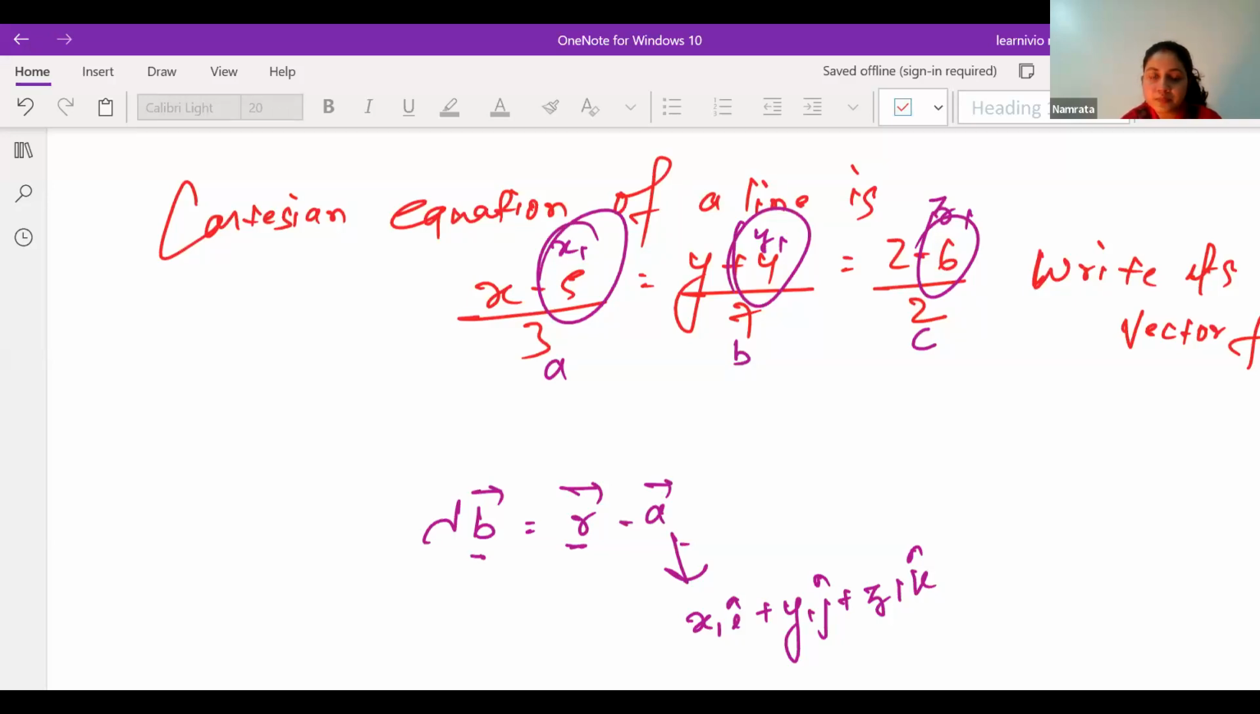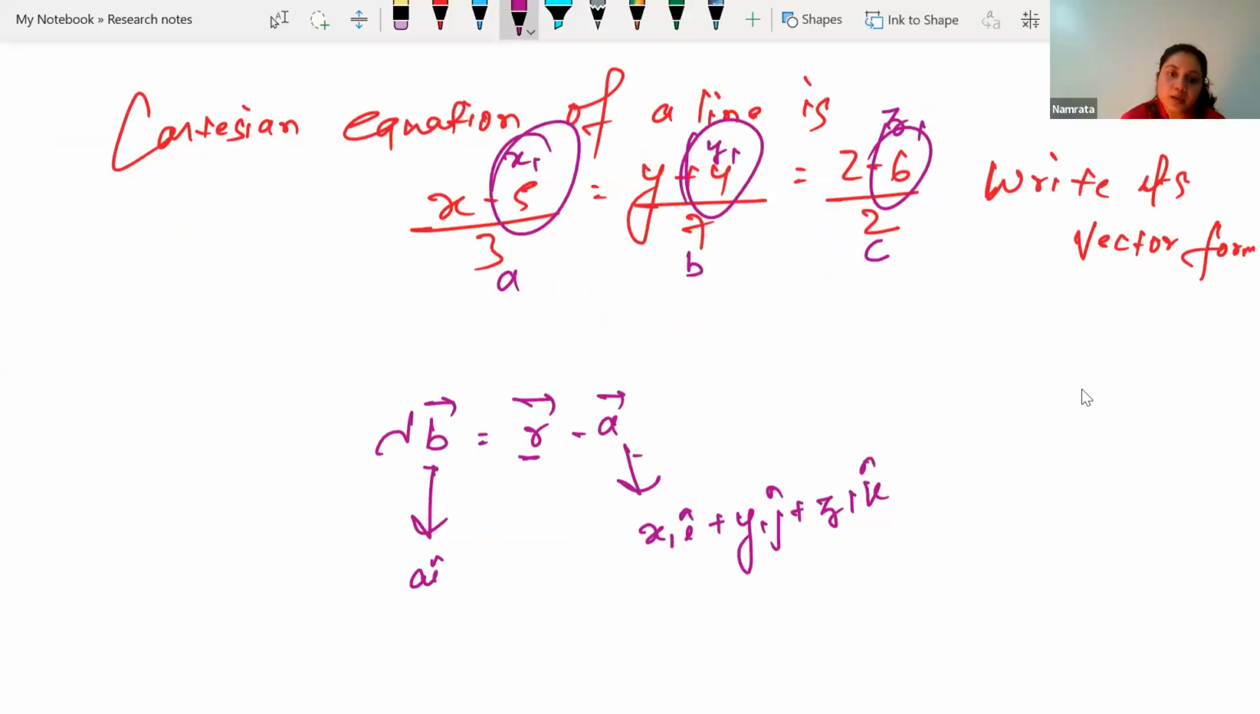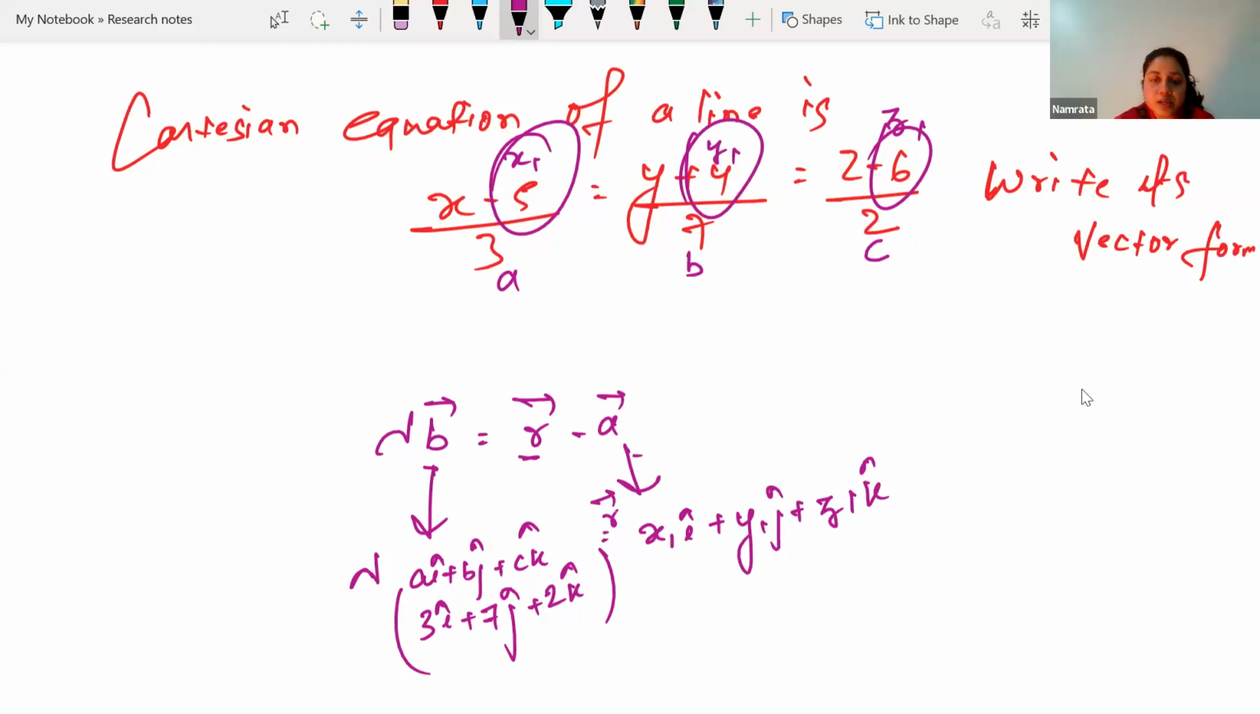Getting it? Yes. Okay. B, what is B? B means AI plus BJ plus CK. What is AI? A is 3I, plus BJ is 7J, plus CK is 2K. Okay, we will be putting the value and we will be getting the equation of a line. Is it clear? In vector form.